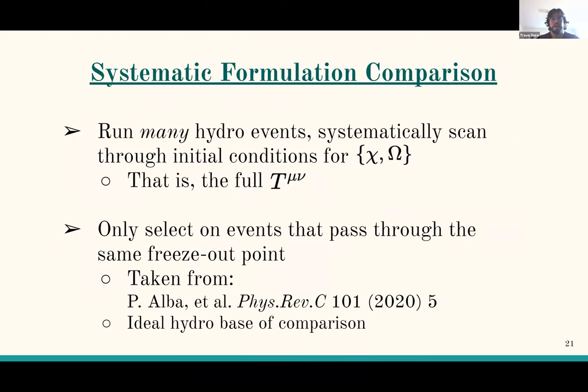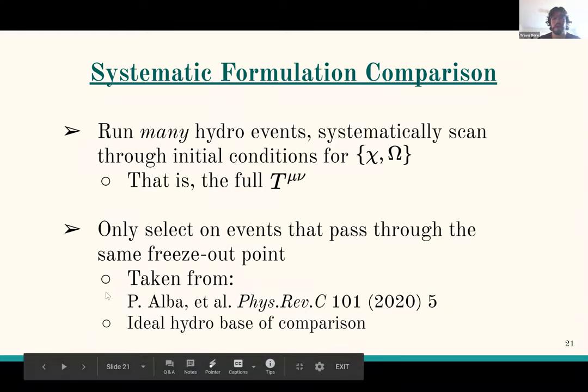So the point is that now we have a systematic formulation comparison. Again, we're running DNMR and Israel-Stewart, just like I showed on the previous slide. The idea now is to run many different hydro events and systematically scan through my initial conditions, the same way we've been doing before. Instead of initializing a bunch of different ones and seeing how wide of a swath I passed through in the phase diagram, now we're going to systematically run through them and only select on events that pass through the same freeze-out points.